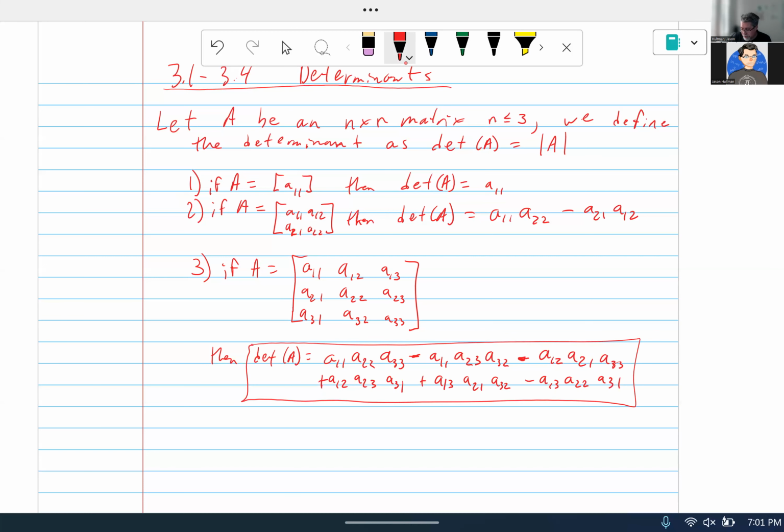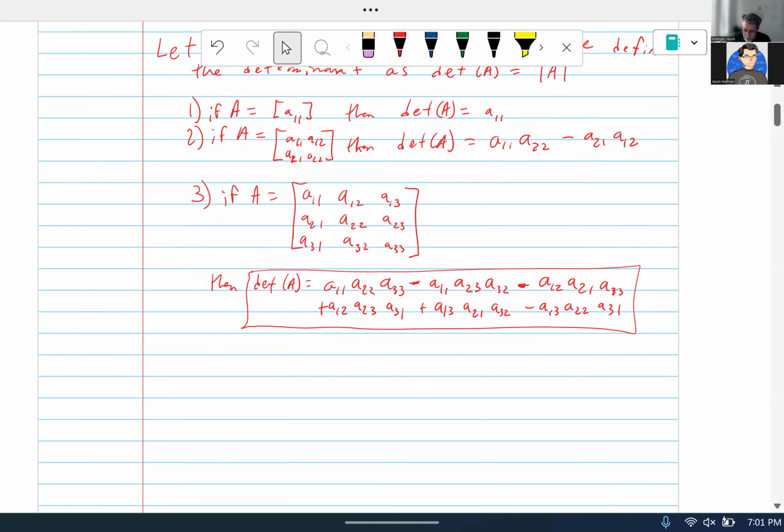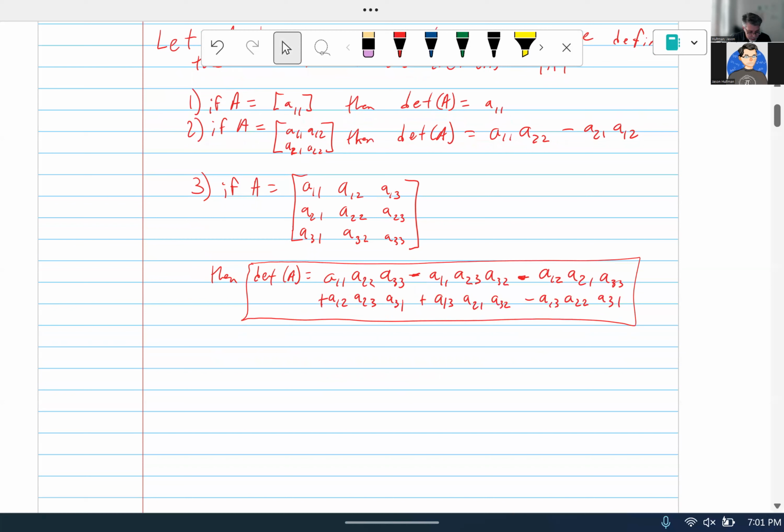Okay, and there's a pattern here. It's not obvious just by looking at it, but we'll talk about how we could possibly derive this. Okay, and so we're going to look at a definition.